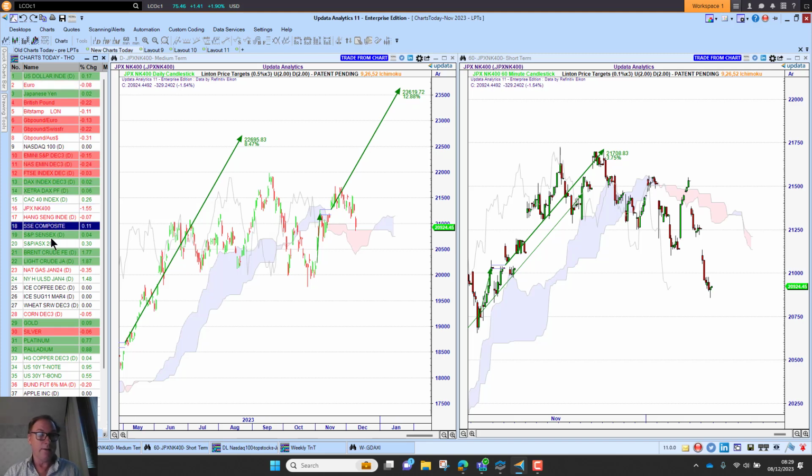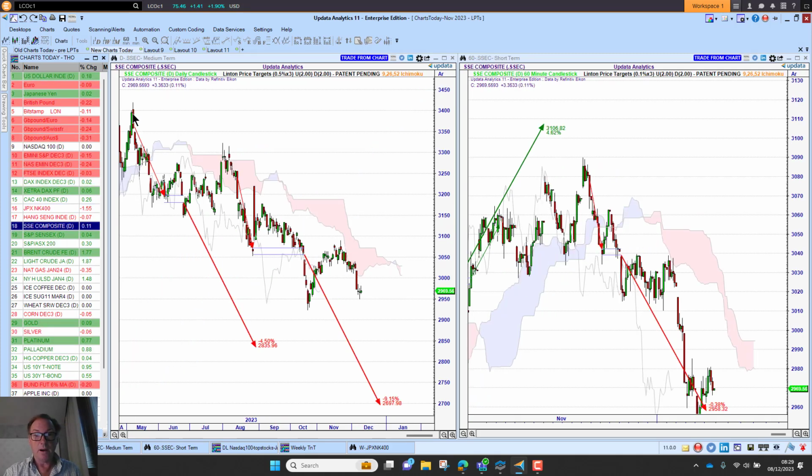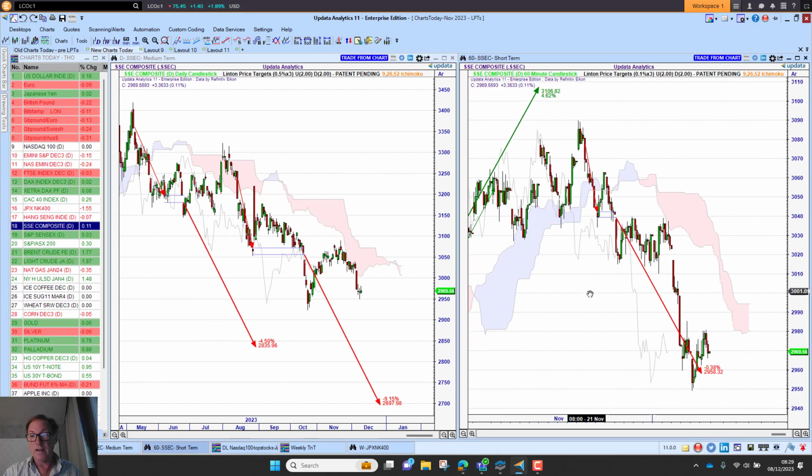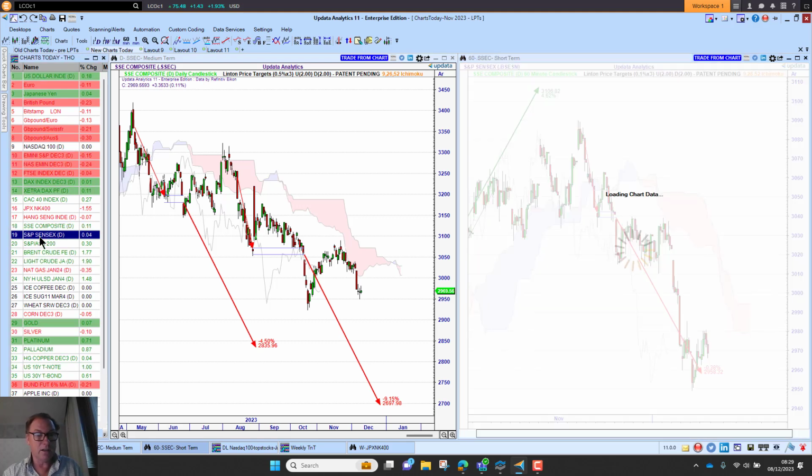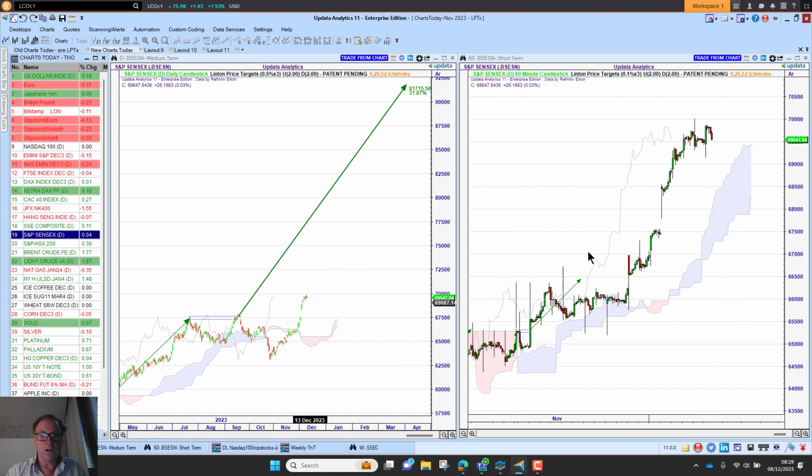Looking at China, this has been a pretty weak market. The downside target still in place. Again, the short-term downside target given and pretty much met. So that's quite key.